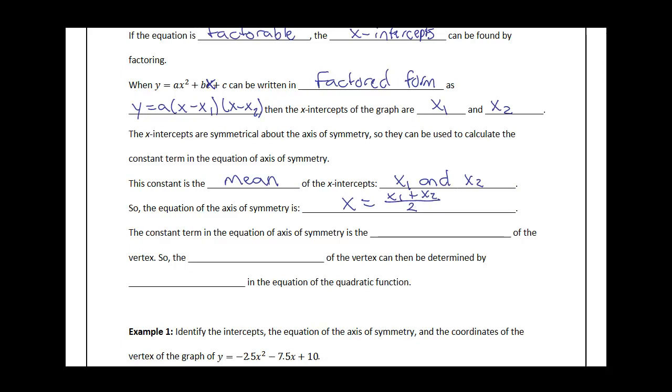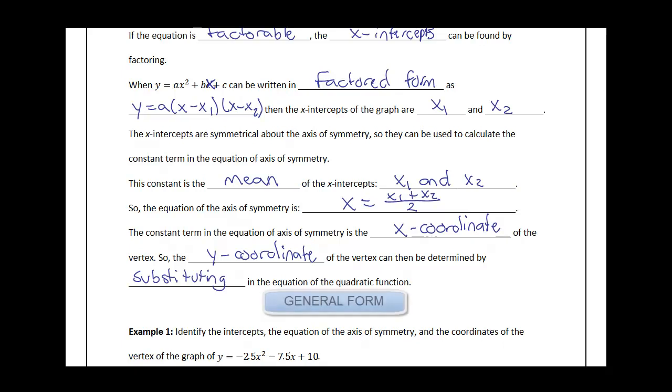The constant term in the equation of the axis of symmetry is the x-coordinate of the vertex. So the y-coordinate can then be determined by substituting it in the equation of the quadratic function. So there are steps that we can take to determine what the function looks like from an equation in standard form. Let's check it out through some examples here.